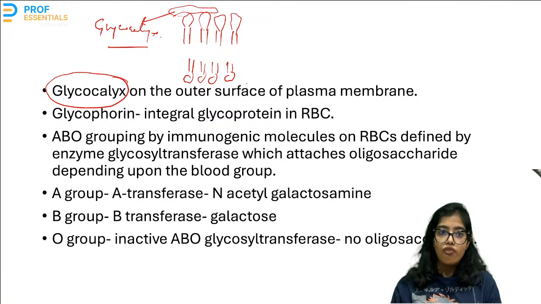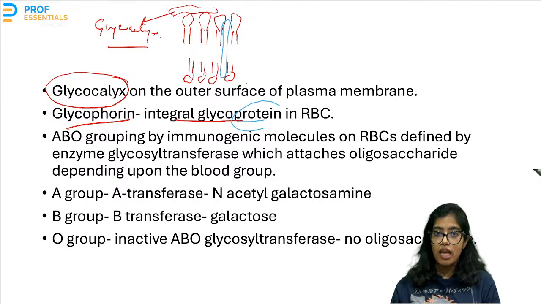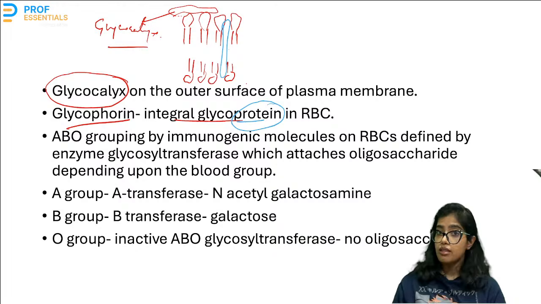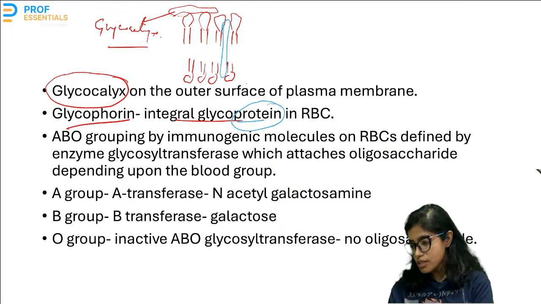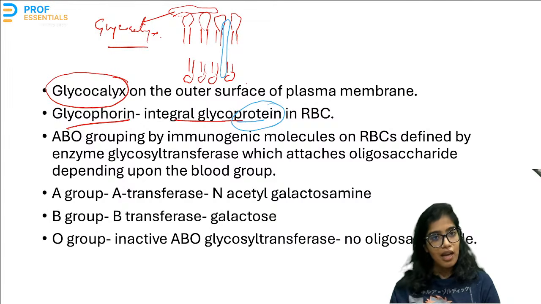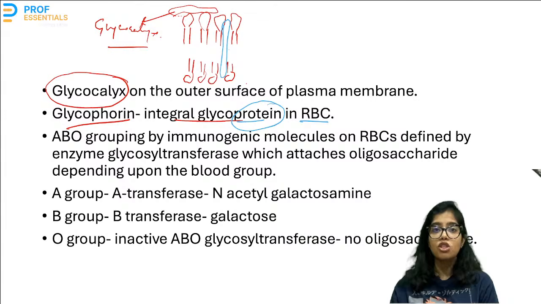What are glycophorins? They are integral glycoproteins in RBC. Integral glycoproteins means they are present inside the RBC. Glycoprotein means what? They are proteins. The surname is protein. So there should be no confusion between proteoglycans, glycated proteins, and glycoproteins. Okay? If you have a confusion, go back and revise this class. So, glycophorin is an integral glycoprotein in RBC that forms a channel.